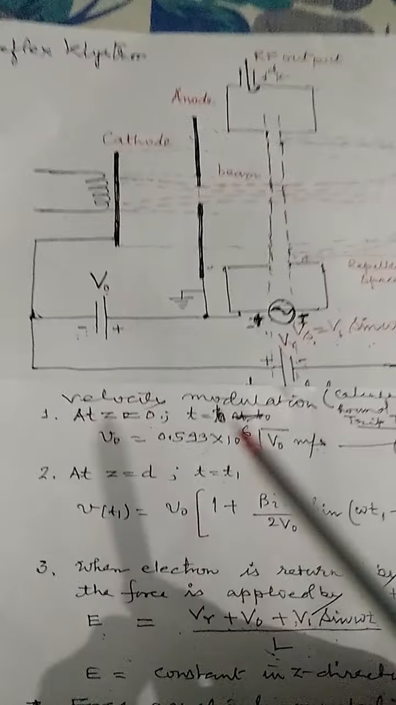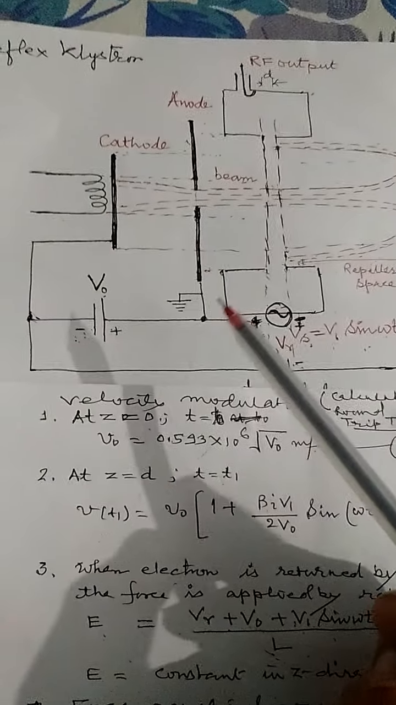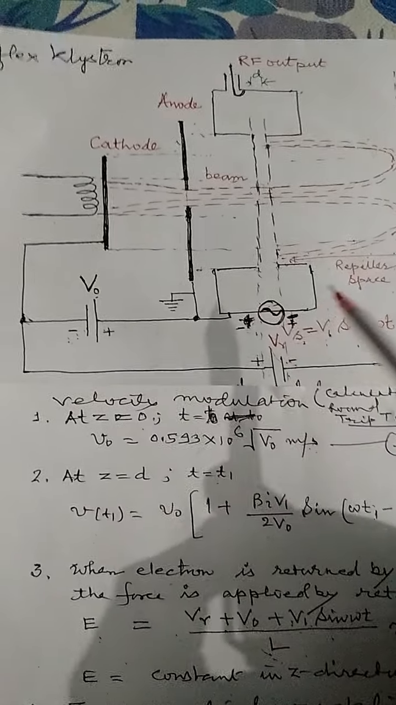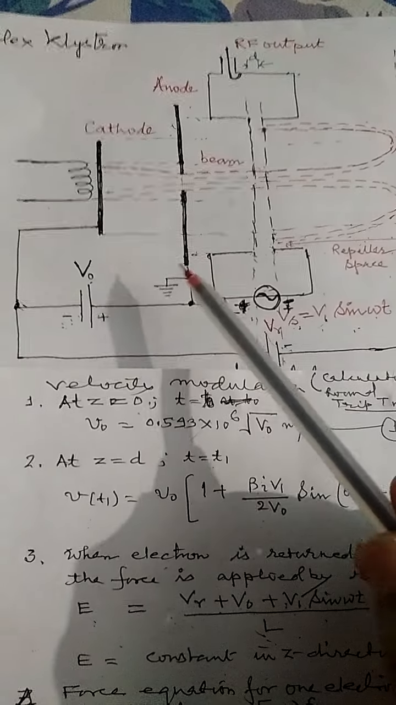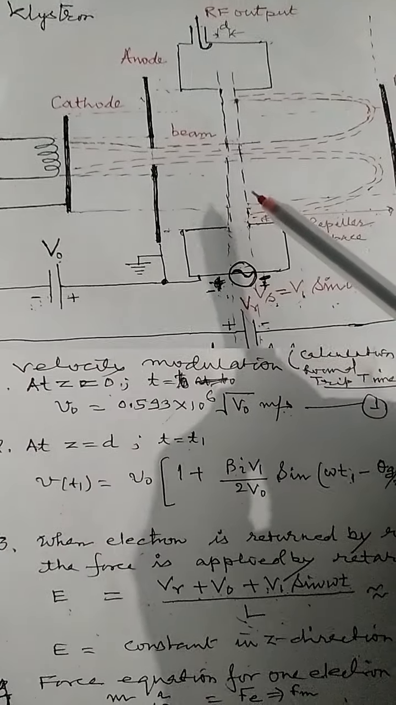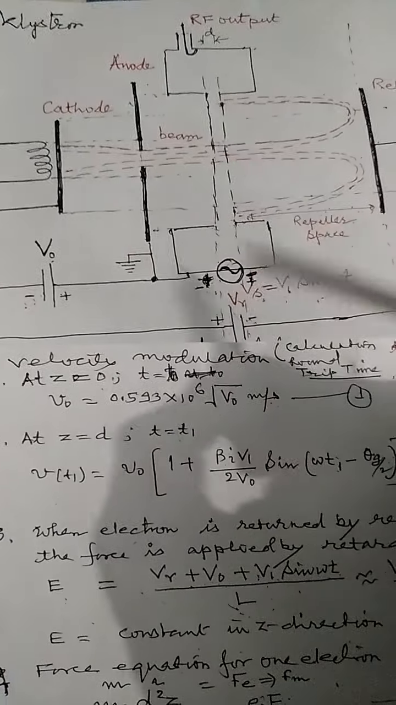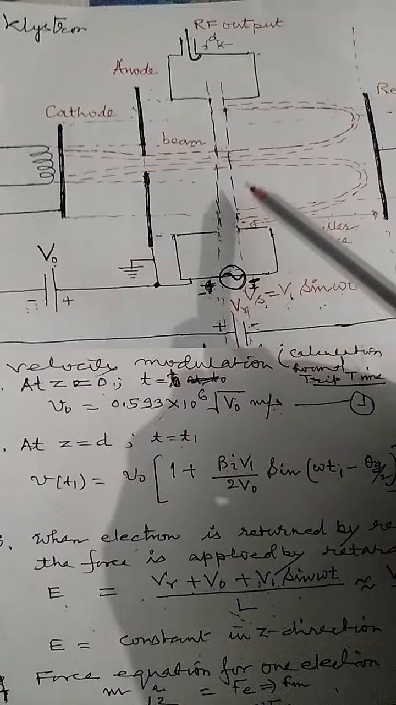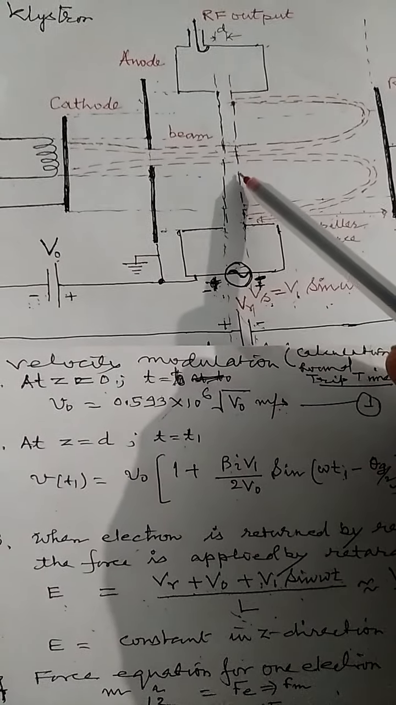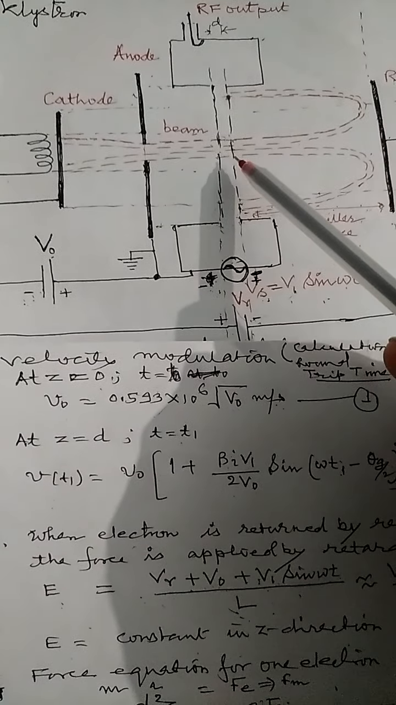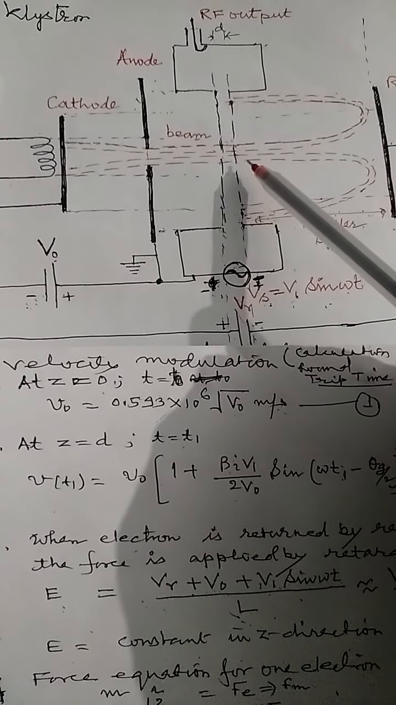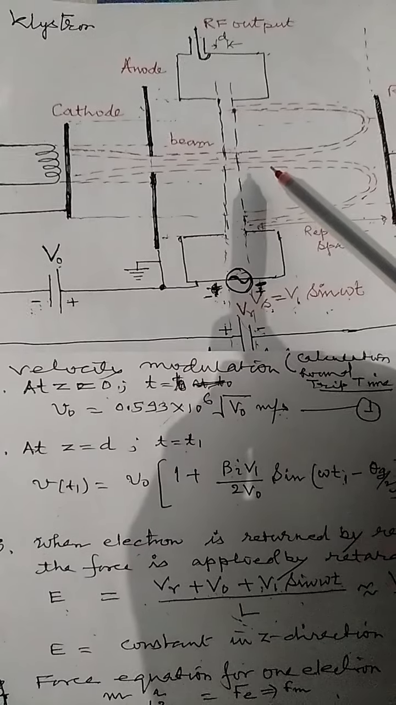Here you see we had seen already the working of this. Now we'll see the electrons which have been emitted from the cathode and they are reaching at t0 time with v0 velocity, and when they exit from the cavity at t1 time, they will be moving with v of t1 velocity.